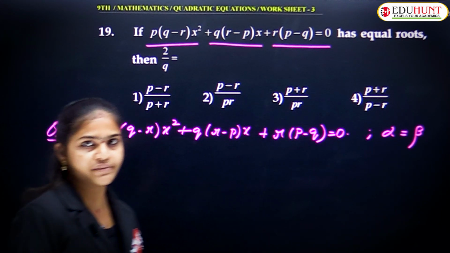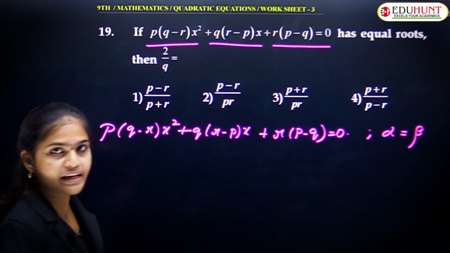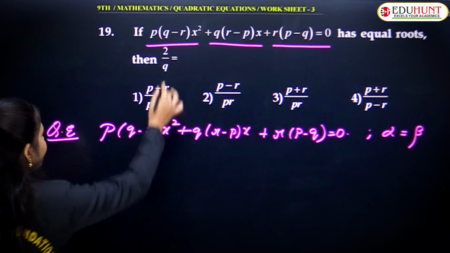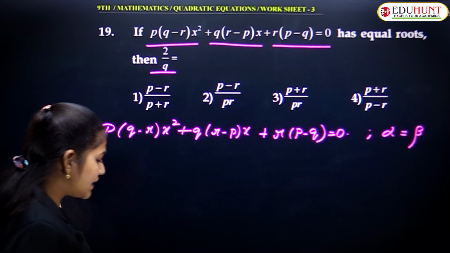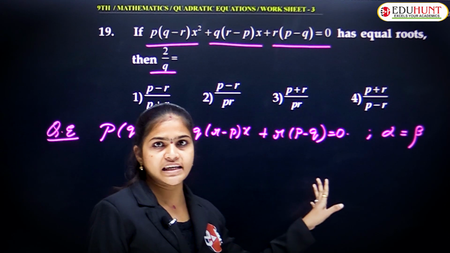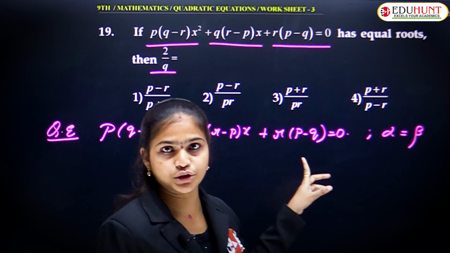Those two roots are given. So these two conditions are given in that question, and we need to find the value of 2 by q. Let us check that. Children, this type of question, we already explained one such question, the 11th one.